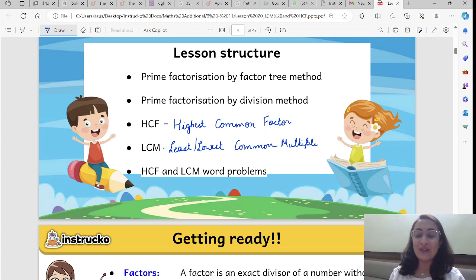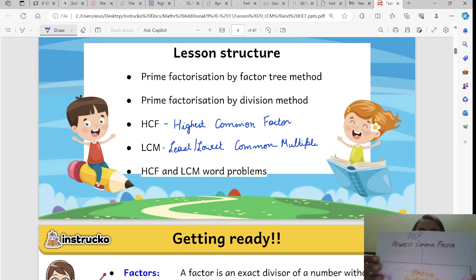Okay, so let's start with the basics. Let's start with the full form. The full form of HCF is highest common factor. Okay, and it can be calculated using three methods. The first method is by listing the factors. The second method is prime factorization. And the third method is the long division method.